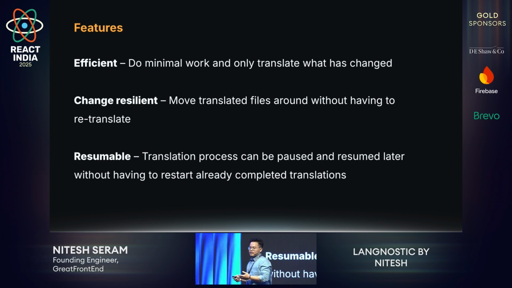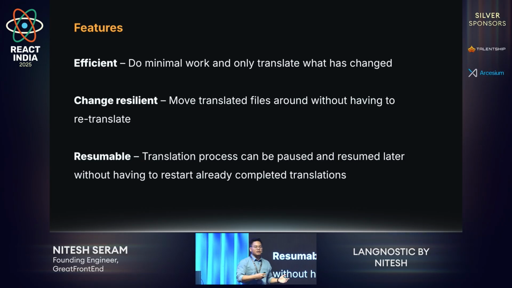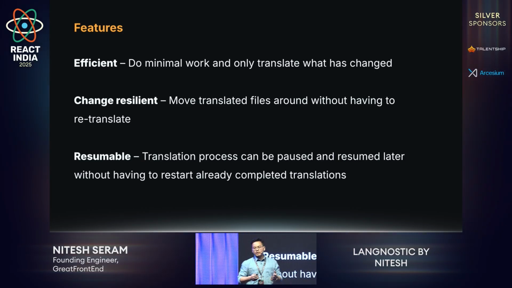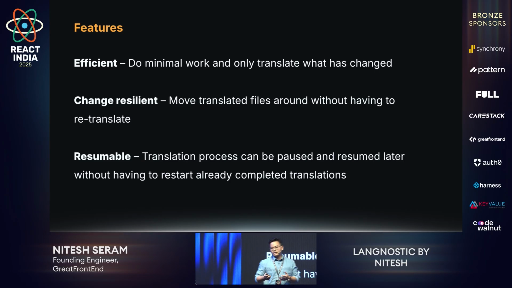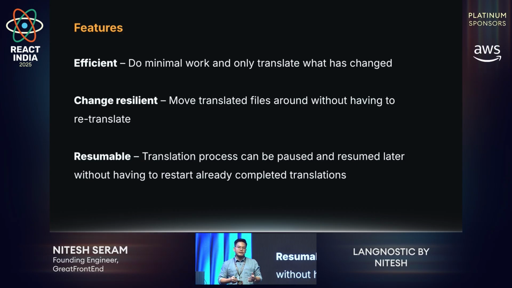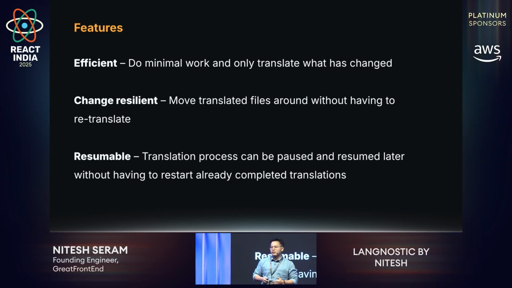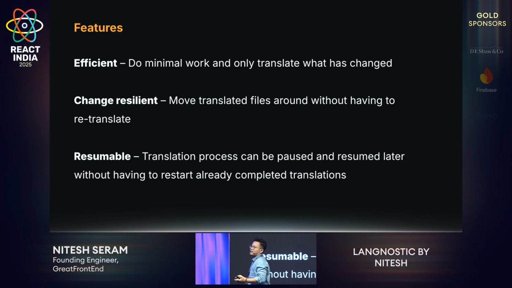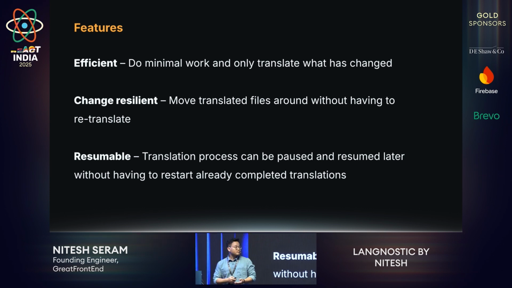The next is change resilience. When you move a translated file around, it doesn't retranslate the content that we have already translated. And lastly, it's resumable, right? When you stop a translation midway, when it is already translating, it should not lose the translation that has already happened. So you can just resume the translation where it left off.